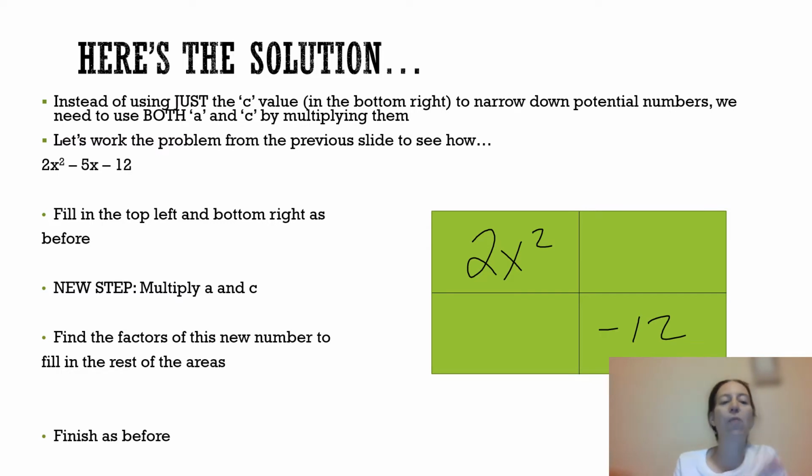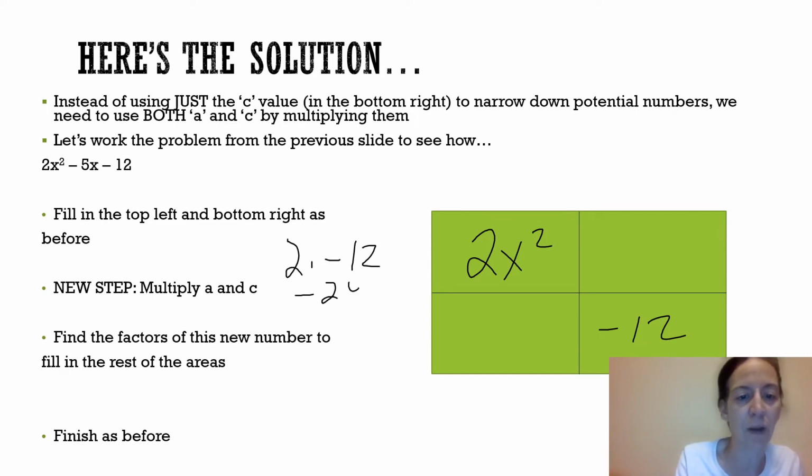Now, what we noticed was that when we just used the 12, we did not come up with a pair of numbers that could work. We didn't have any potential candidates. So what we're going to do is this new step. We're going to multiply A and C together. So 2 times negative 12 gives negative 24. We do want to keep in mind that it is a negative 24, but for the purpose of generating the numbers, we're just going to use the 24.